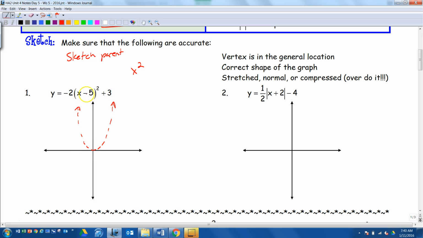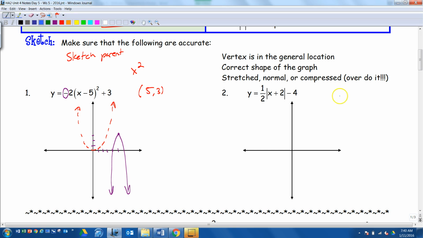And then you have to look at this and say, well, the new vertex is at (5, 3). So I'm going to go to 5, and it can just be kind of there. And then the negative sign flips it over, and actually it flipped over first. And then if a is bigger, it's stretching vertically. So if you told me it looked like this, you'd be correct. And I didn't have to graph it with my calculator. I just want to see that you know what the difference is. Okay?